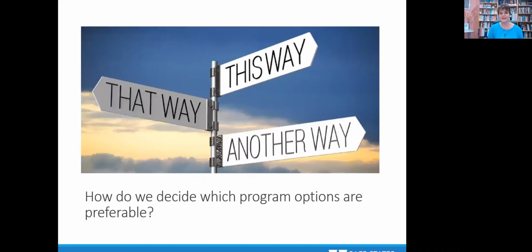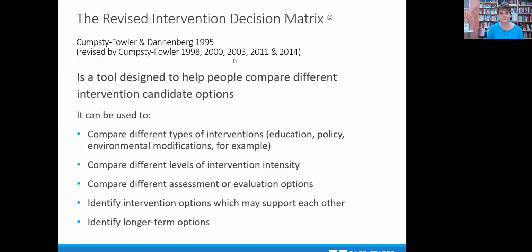But this is a question I get asked more than anything else. And it's how? How do we decide which program options are preferable? Because really, if we're honest again, often it's our preference. And preference is not good enough. Preference is not evidence-informed. We need a strategy to be comparing our possible intervention options.